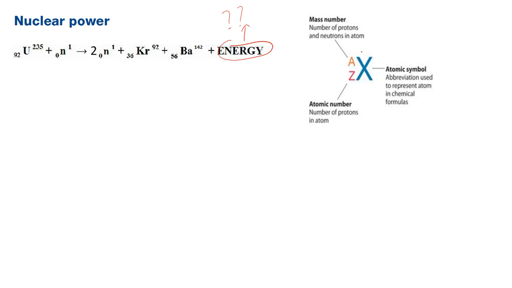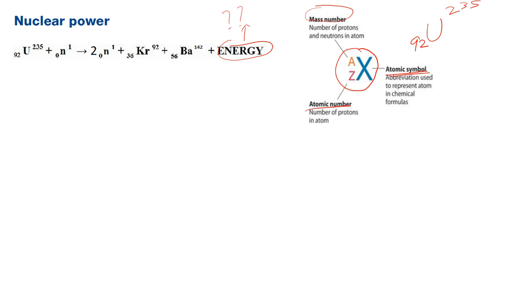So A X Z, this is the nomenclature to represent any particular nucleus, where X is the nucleus or the atom. So this is the atomic symbol, which means U is the atomic symbol for uranium, and the number on top is called the mass number, which is 235 in case of uranium, and the below number, the subscript, is called the atomic number, which is 92 for the uranium.